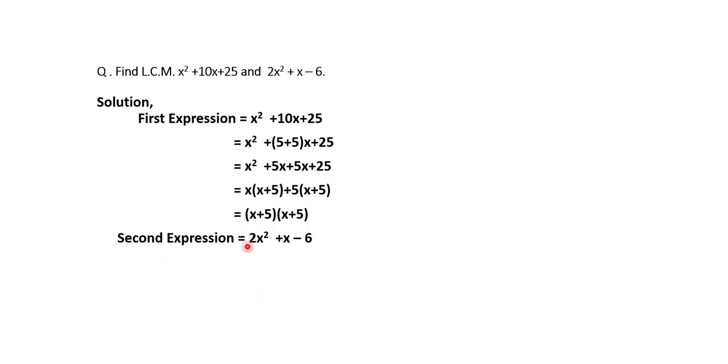Now let's see the next expression, the second expression. Here we should be very careful. Look here, in the first term there is 2, and in the last term there is minus 6, and in the middle there is 1, which we have to break. All 3 terms must be in descending order of their power. Here is power 2, here is power 1, and here is also x, but this x has power 0.